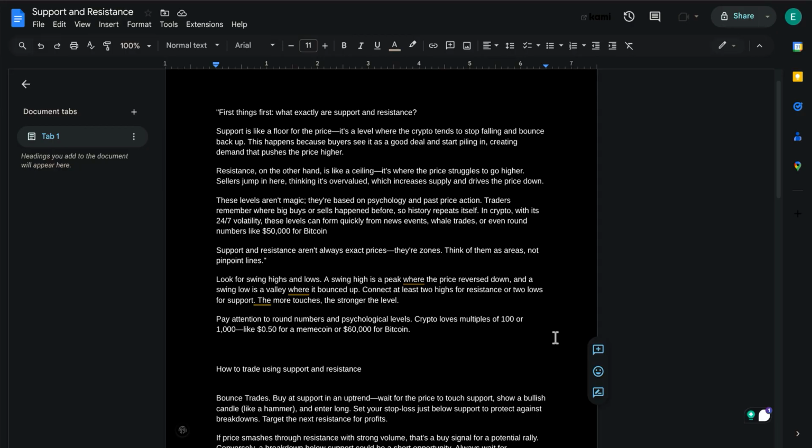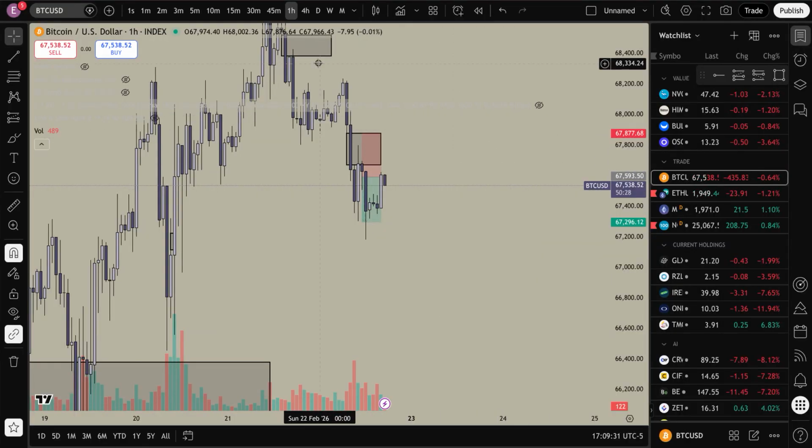Look for swing highs and lows. A swing high is a peak where the price reversed down, and a swing low is a value where it bounced up. Connect at least two highs for resistance or two lows for support, and the more that it touches, the stronger the level. You can also pay attention to round numbers and psychological levels. Cryptos love multiples of 100 or 1,000, like 60,000 for Bitcoin, and a certain dollar amount for XRP, Solana, Ethereum, whatever. I'll show all of it in this video.